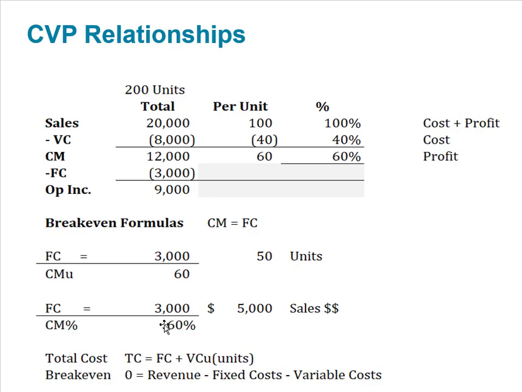Another way to think about this is total cost is equal to fixed cost plus variable cost per unit times the number of units. And at break even, revenue minus fixed cost minus variable cost equals 0. But I'd strongly encourage you to use this as a foundation for your problems. It just helps because it lays everything out there. You can fill in missing information because of these percentages. It tells you a lot.